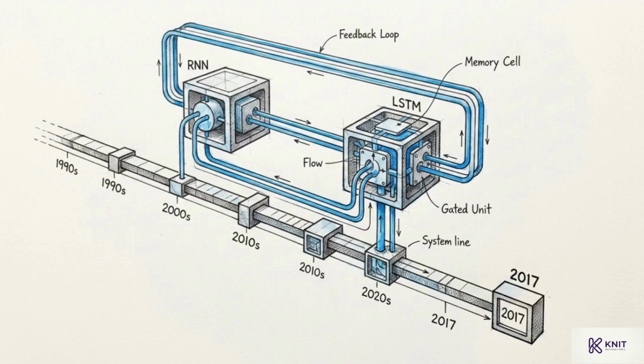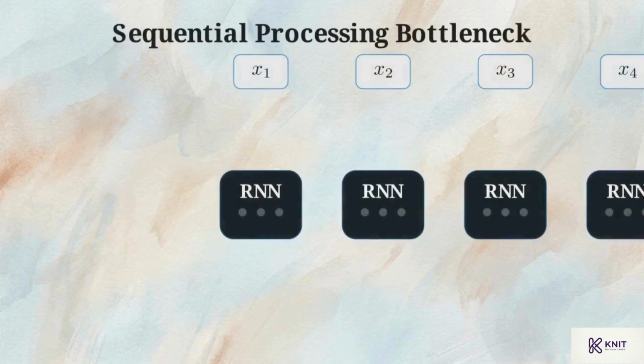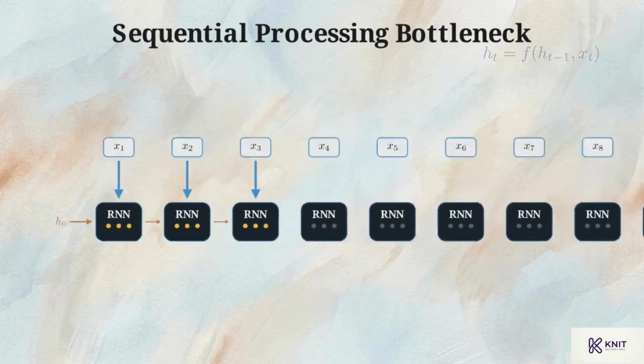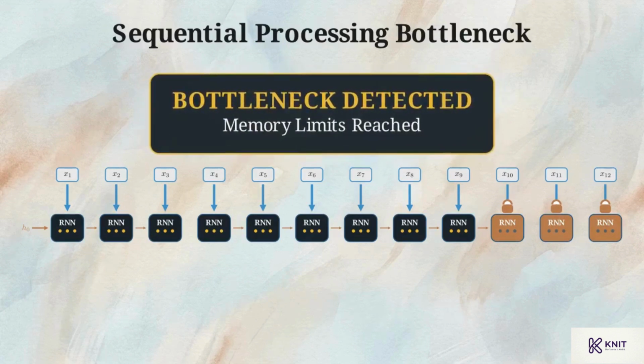Until 2017, the gold standard for language translation relied on recurrent neural networks, or RNNs, and a specific variant called long short-term memory models. These systems were built to read text exactly like humans do, one word at a time. Reading sequentially creates a computational bottleneck. The system must calculate the previous hidden state before processing the next word. Waiting on previous calculations prevents parallel training, creating severe memory constraints as sequences lengthen.